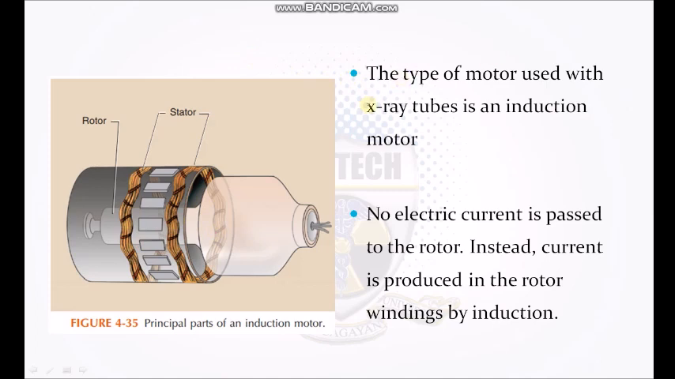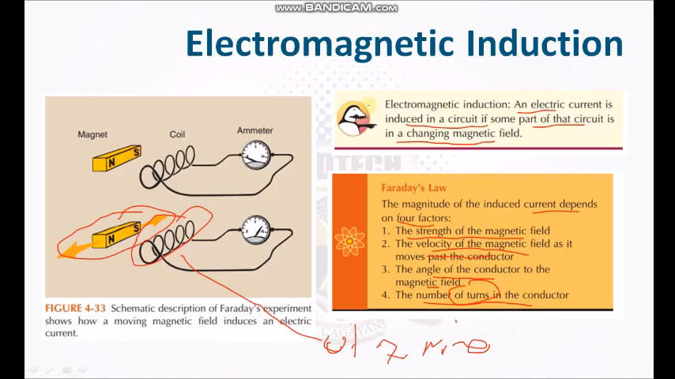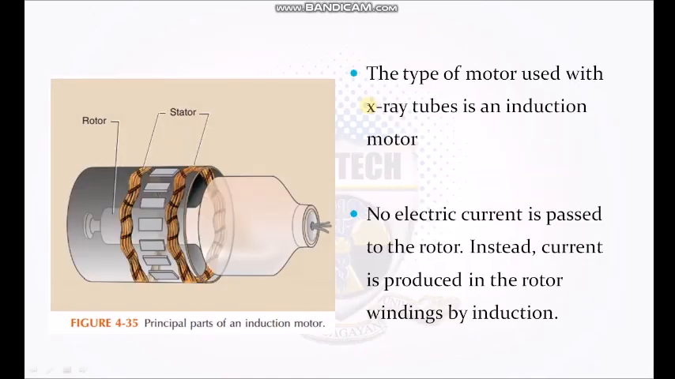Okay, so when it comes to electric induction or electromagnetic induction, it is important because we are actually using this type of technology in our X-ray tube. So the type of motor used in X-ray tubes is an induction motor through electromagnetic induction. So in our X-ray tube, we have a rotor. The rotor is a rotating part of our X-ray tube. Mo-rotate na siya.